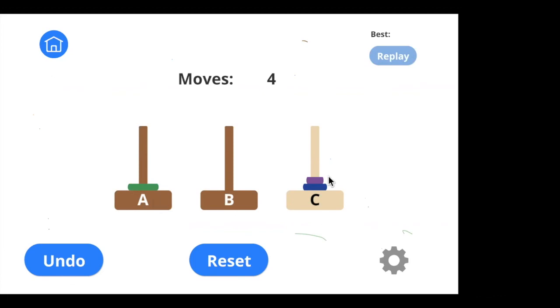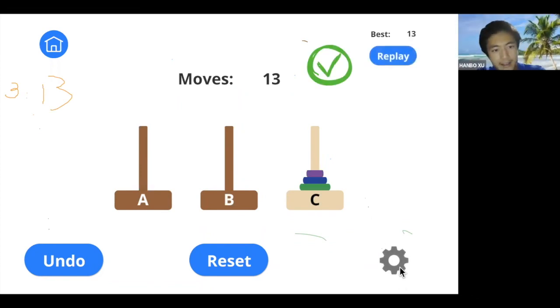Purple to A. C to B. Purple to C. C to B. A to C. B to C. C to A. B to C. A to C. Nice. Good job, you got it. So we have 13 moves.